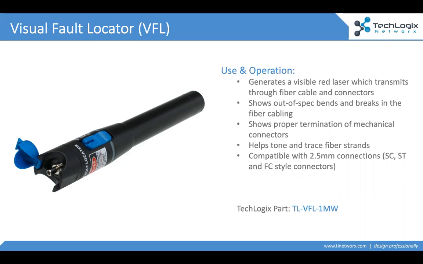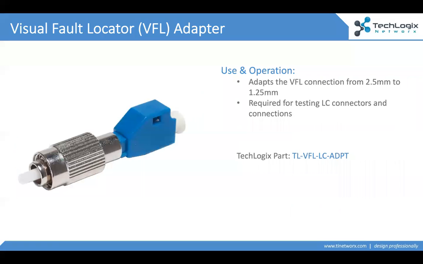You know, to simplify this for you, those are your SC, ST, and FC style connectors, okay? These have a different lens size than the small connectors, the LC style connectors. So when you get a VFL, keep in mind that it's going to come out of the box ready for those bigger connectors. If you want to connect it to the LC, which is the one that we use in most networking applications, this is where the adapter comes in, the VFL adapter.